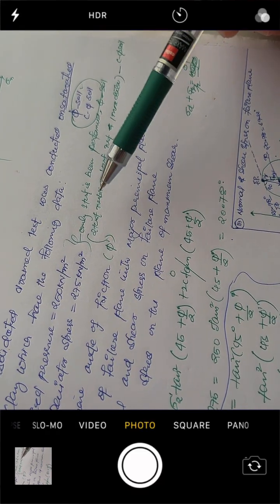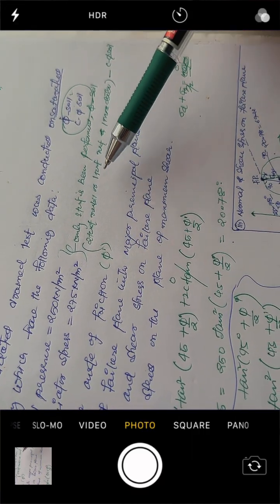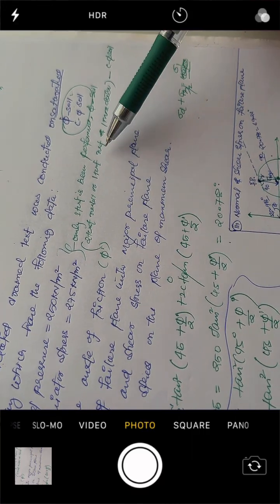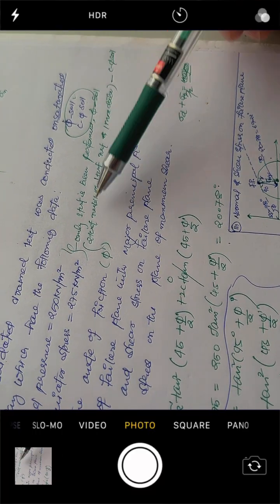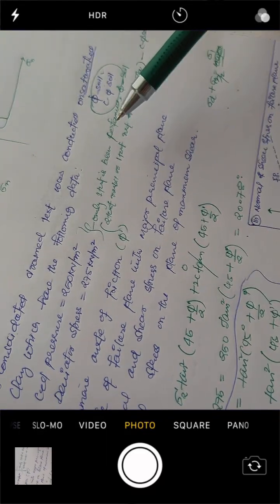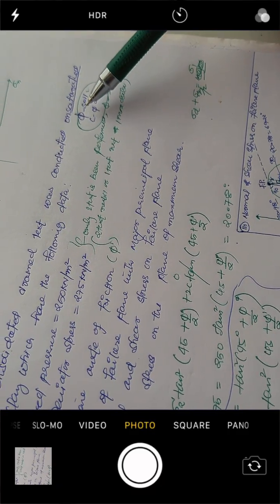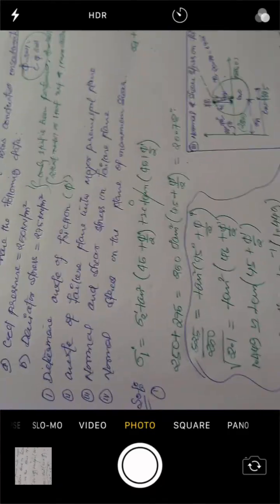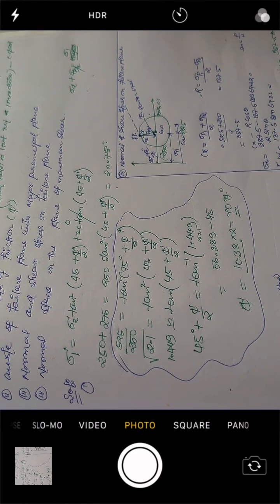If there were two test results or more data given, then we would have adopted the c-phi soil. But for this case only two parameters are given, cell pressure and deviator stress. One test has been performed, so we'll take phi soil. Okay, and after that we will start calculating this.